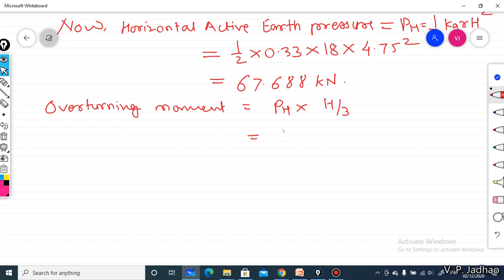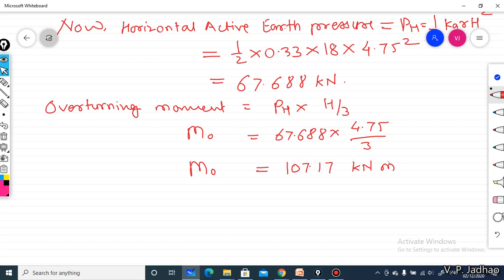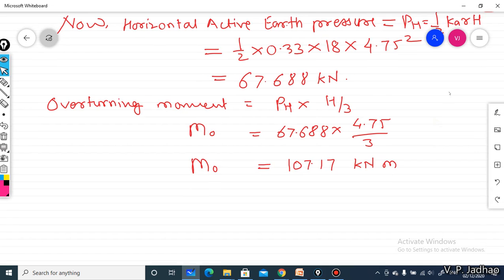We have pH as 67.688 multiplied by h, which is 4.75, divided by 3. So this overturning moment, let us consider this as Mo. This Mo comes out to be 107.17 kilonewton meter. Now we will check for the overturning.